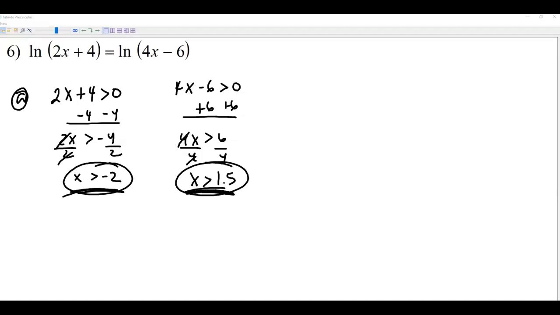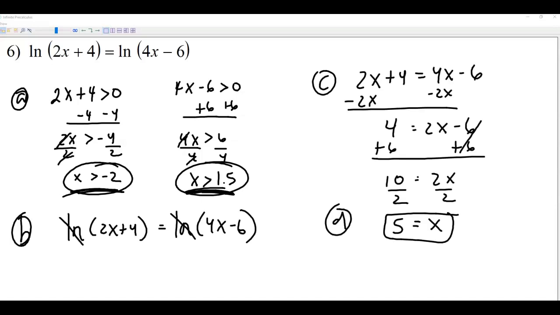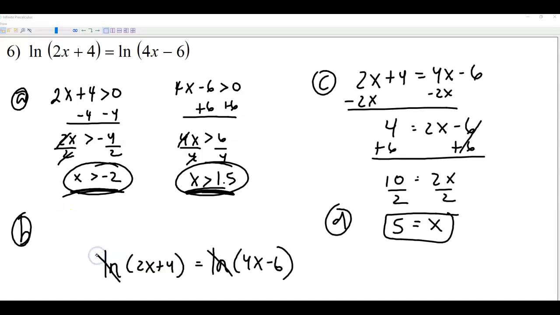So let's go ahead and I'll pause the video and let you guys do steps B and C and D. And then you can check your final answer. All right, for step B, we can just drop the log off of both sides. And then for step C, we solve for x: minus the 2x on both sides, add the 6 on both sides and divide by 2. And we end up with 5. And is 5 greater than 1.5? Yes. And is 5 greater than negative 2? Yes. So that's a good answer. So this one was not an extraneous solution, and it actually does have a solution to it.